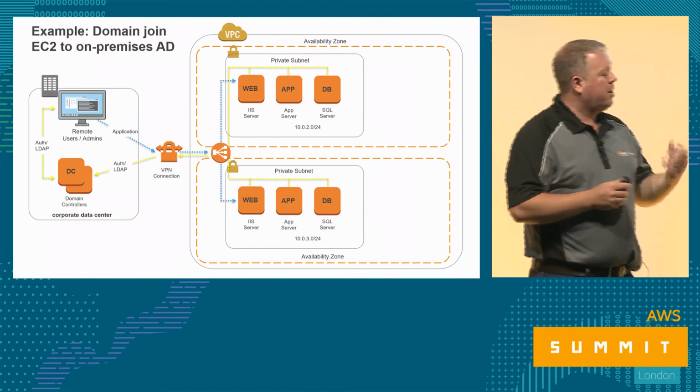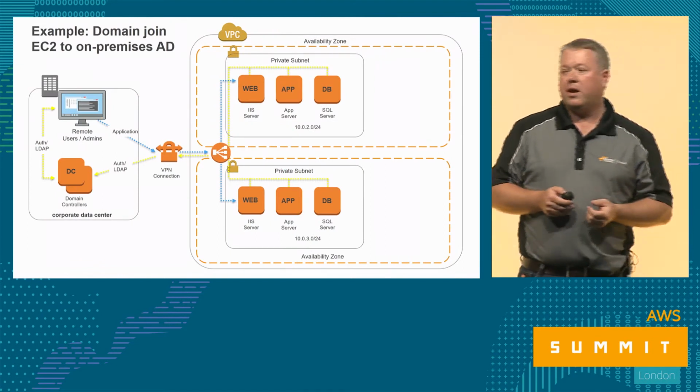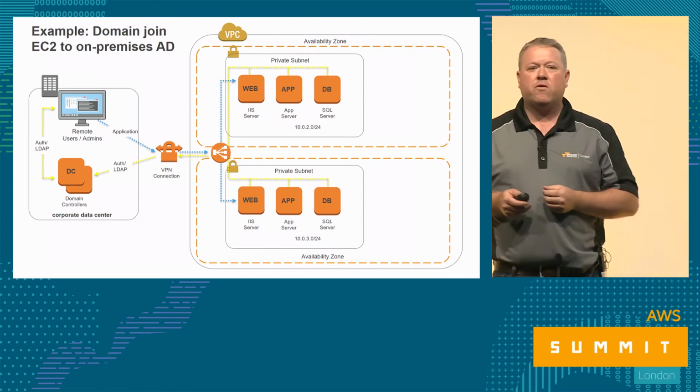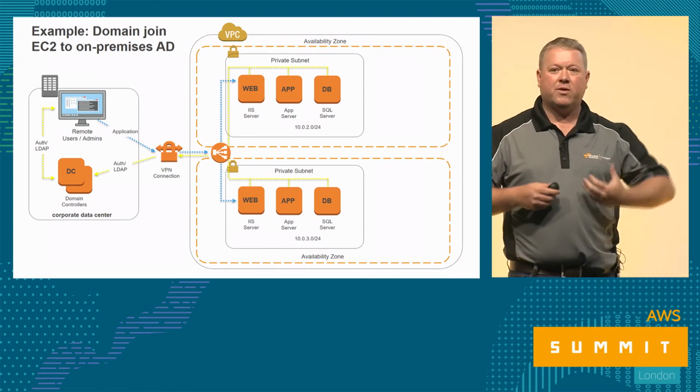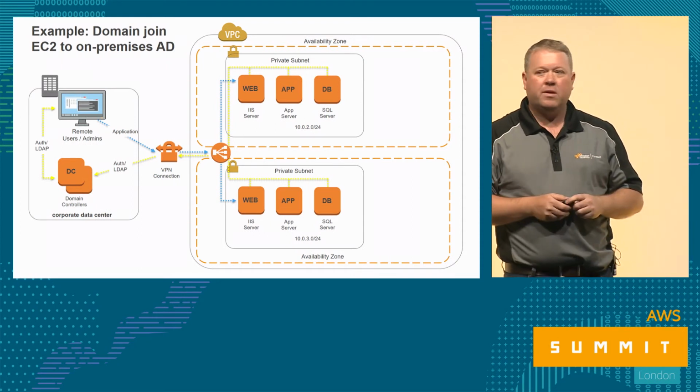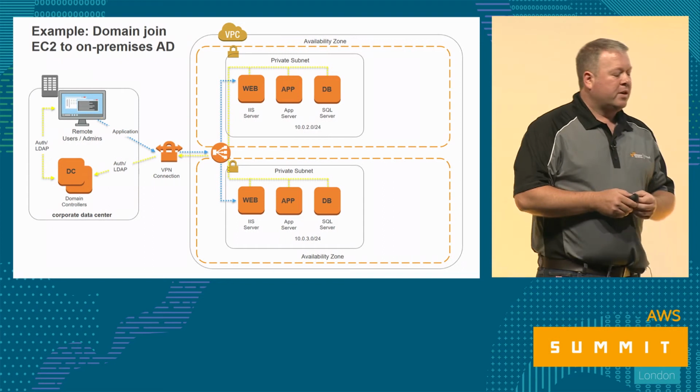So let's take a look at this. Really, what we're trying to look at is the default function. How many people in the room are running this architecture right now? So AD only on-prem, and everything is domain joined over the wire. Okay, so this is typical.